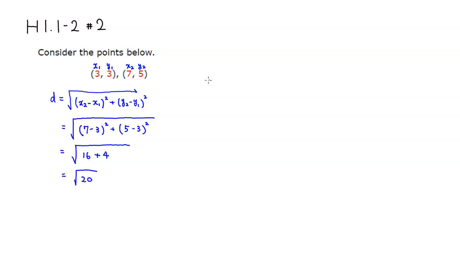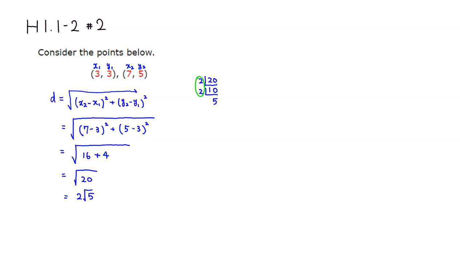Right? So we can actually break 20 down into factor 2, and there's another factor, 2 times 5. You can see that we have a pair of 2's in there, so we can pull it out. This is the same thing as 2 square root of, left over is 5. So it's 2 square root of 5.